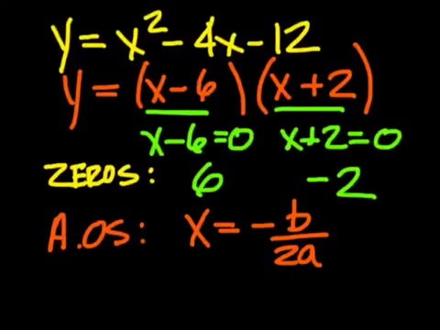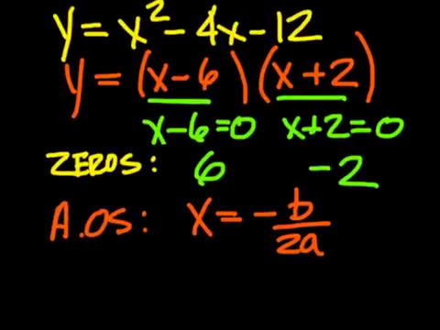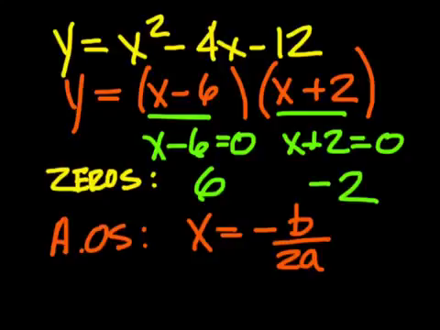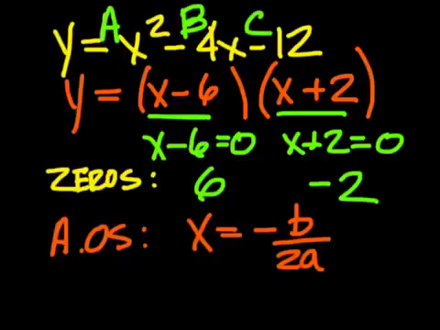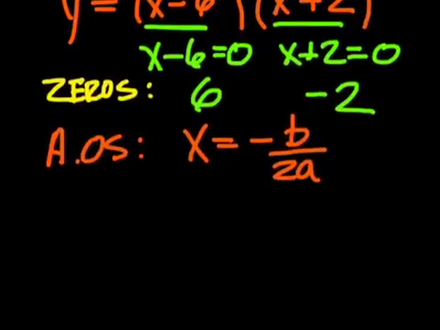Do you remember where you find the b and the a from? Right, this is your A, this is your B, and I just brought down the notification center. There we go. And C. So A in this case is 1 and B is negative 4. So plug those in. A is 1 and B is negative 4.